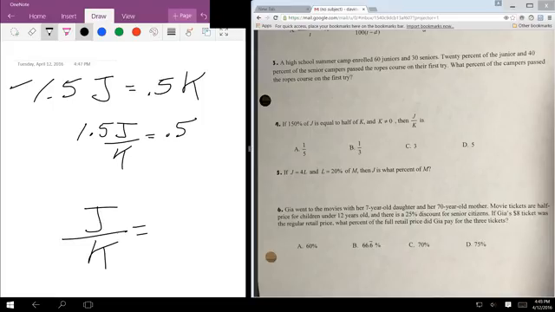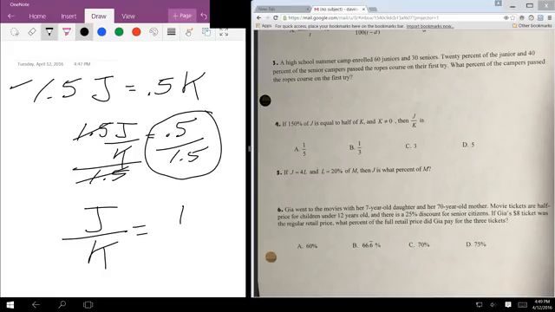Now we're halfway there. We got j over k, but we got a coefficient in front of it. So how do I get rid of that 1.5? Divide 0.5 by 1.5? Yeah, in other words, divide both sides by 1.5. So now that's going to cancel with that, and I'm left with j over k equals that. What's 0.5 divided by 1.5? Simplify. 1/3. And that's what j over k is equal to.